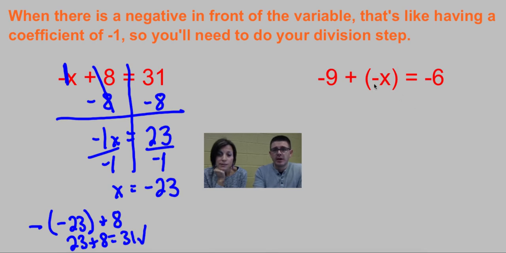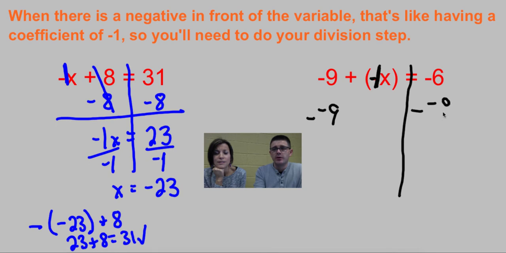So again, when you see a negative in front of the variable, if there's no coefficient, fill in that 1, because otherwise we're going to end up with the wrong sign on our final answer. Here they added a -9, so I'm going to do the opposite, which is subtracting a -9. I've got to subtract the same thing that they added, but I'm going to do that on both sides.